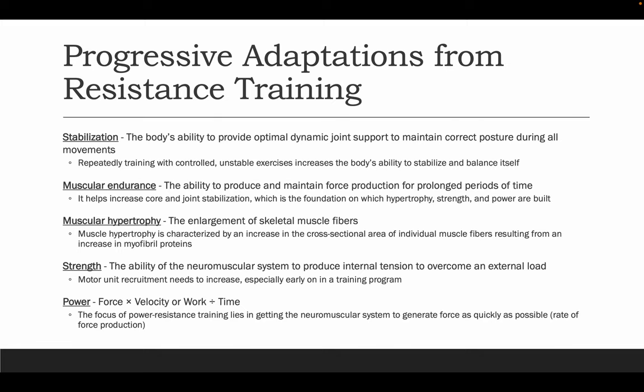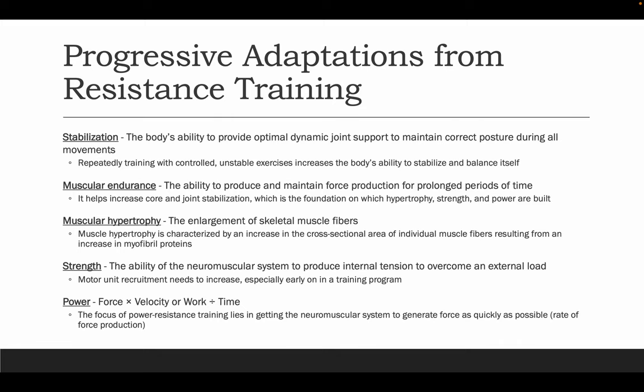Strength, so overcoming an external high, heavy external load for one bout, okay? That's truly about strength. But strength in general could mean a little bit more than that, but it's really the production of internal tension to overcome external load. So if you have a 315-pound barbell and you're going to do a deadlift, right? You have to provide more than 315 pounds of internal load for that barbell to move off the ground. Obviously we have to create more internal tension because of the mechanics of our body.